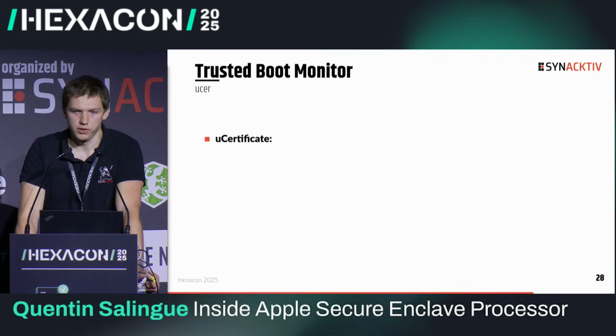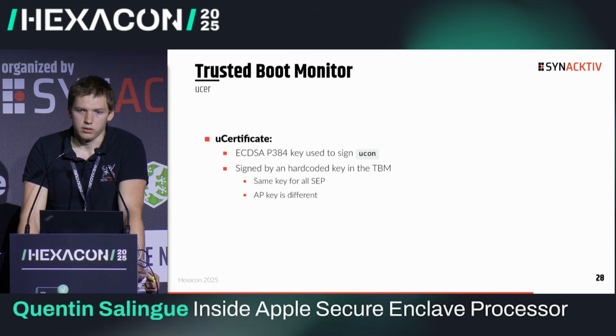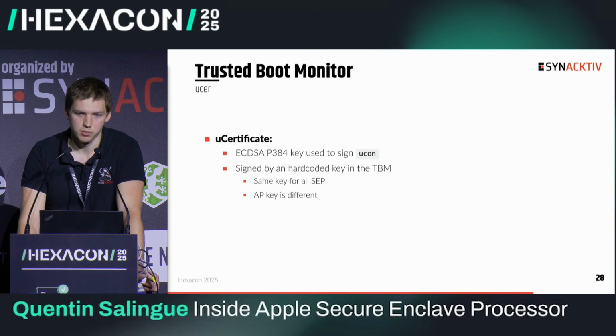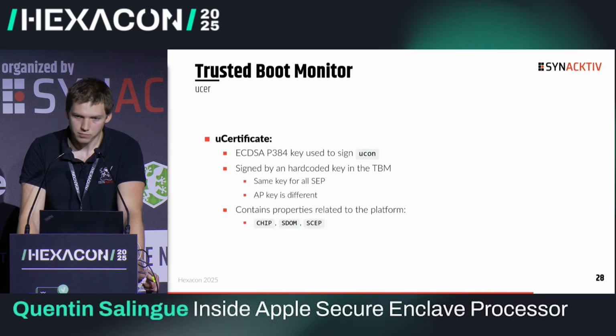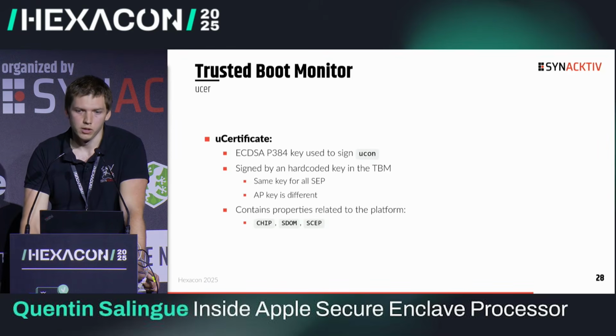So first, the micro certificate. It contains an ECDSA P384 key to sign the UCON. And this is also signed by a hard-coded key in the TBM. It's currently the same key for all SEP, but the key for the application processor is different. And it will contain properties related to the platform, so the chip, the model of your phone, the security domain, and the security epoch, which are some properties that they have in the manifest.